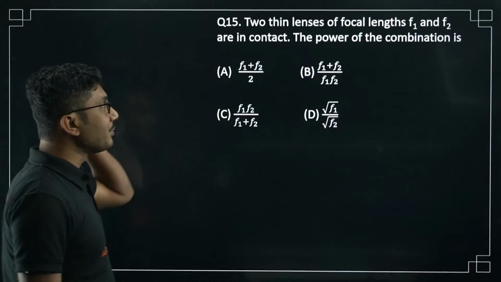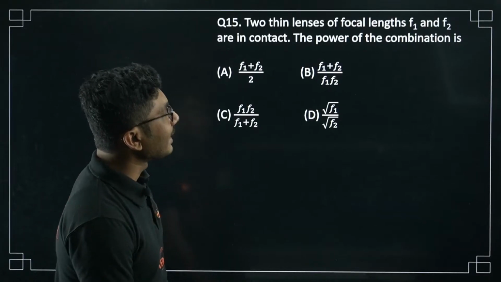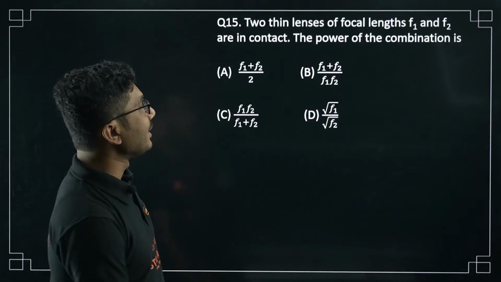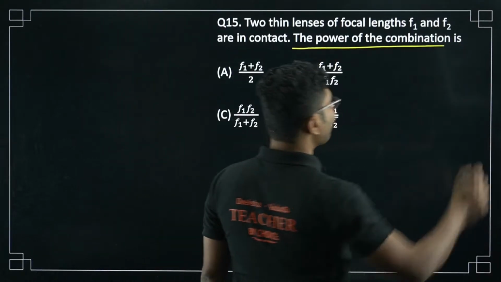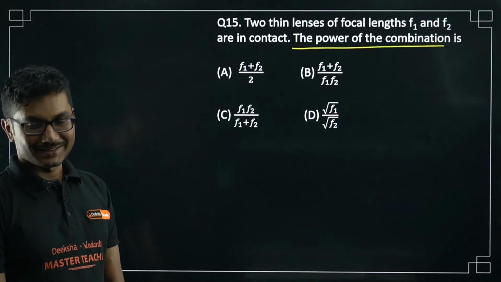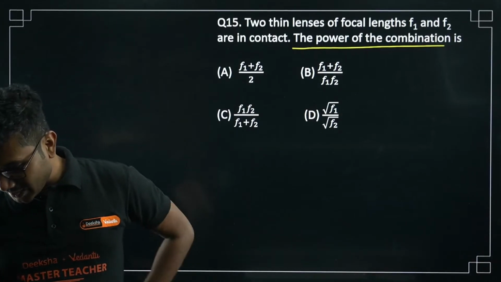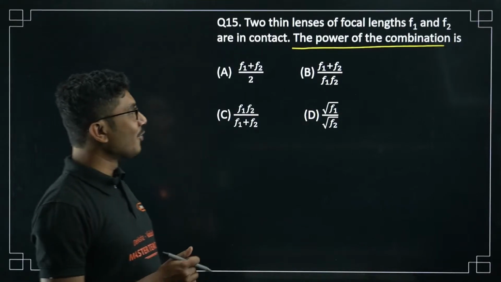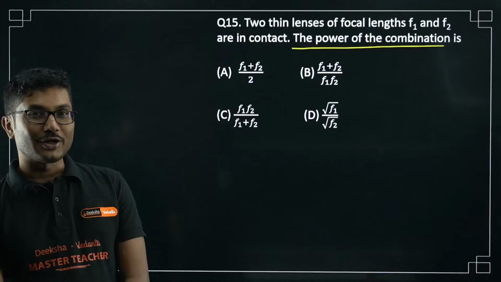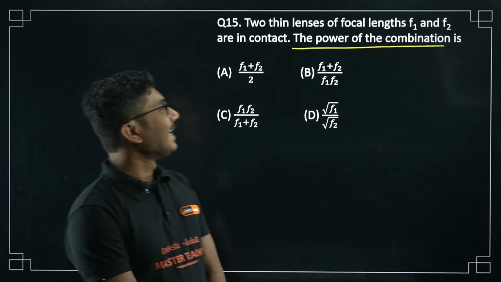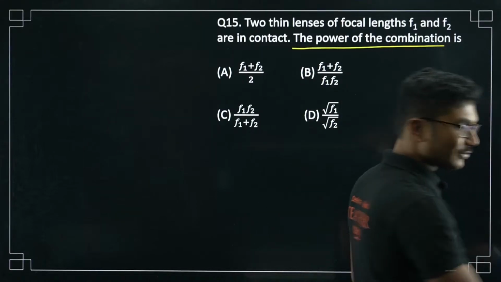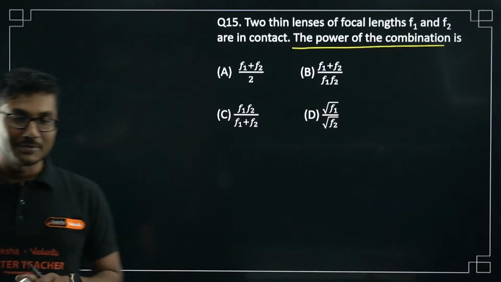Now question number 15. Two thin lenses of focal lengths f1 and f2 are in contact. So the power of the combination, very important, not the combined focal length, the power of the combination. Let's see how many of you can answer this question correctly. Hi Chandan. I am giving you a few seconds to answer this question. Let me drink some water in between.